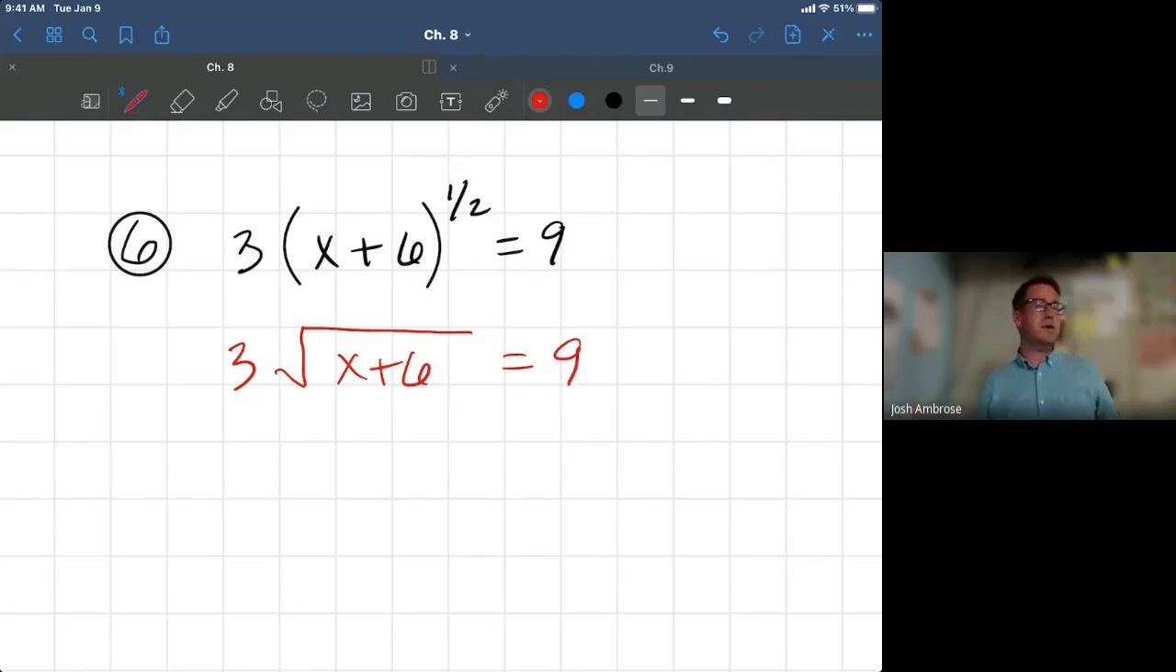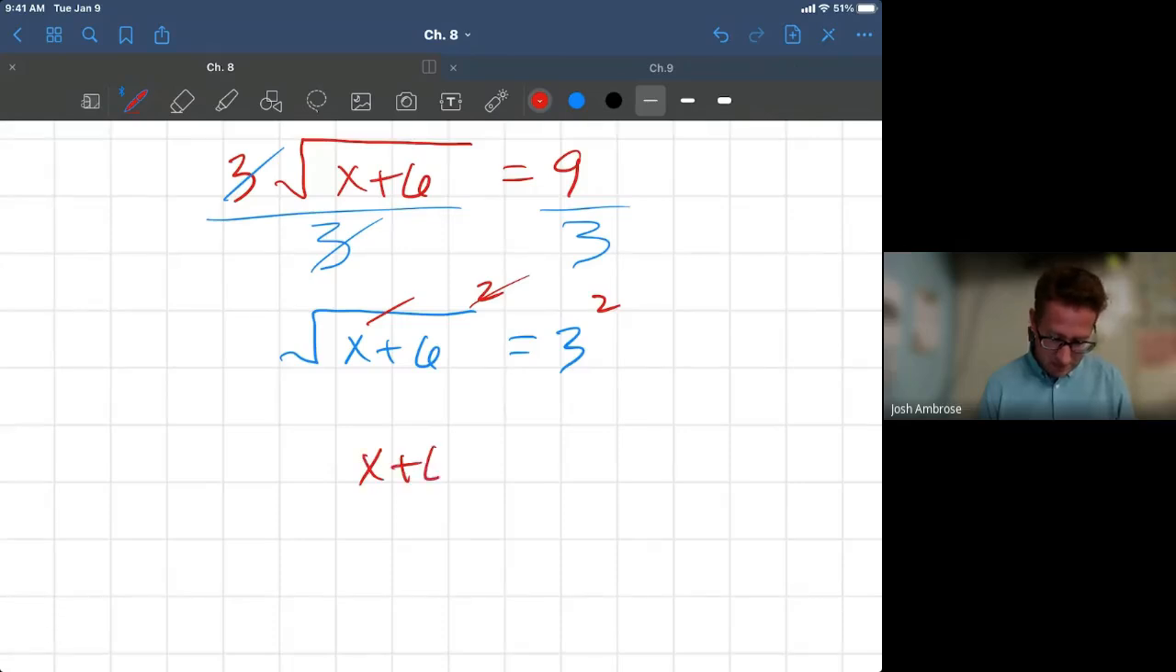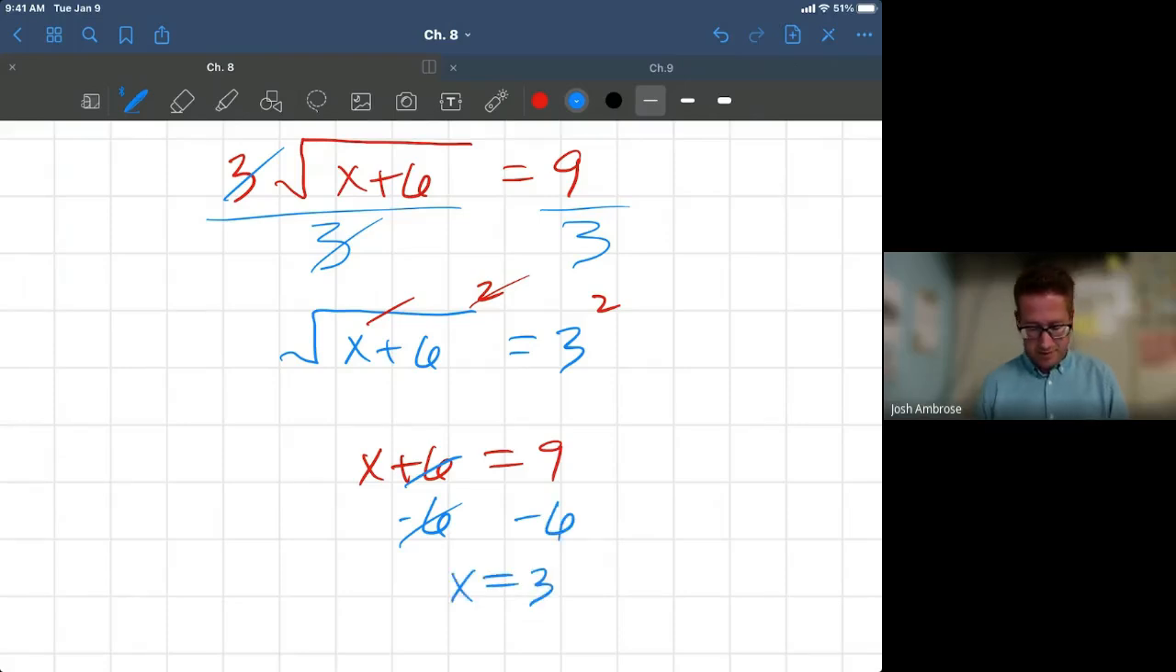Now we go through and do all the normal steps just as we've already done. We can divide both sides by 3 because we're trying to isolate the radical. These guys cross out. Square root x plus 6 equals 3. Now we need to get rid of the square root by taking the square of both sides. Cross out, cross out. X plus 6 drops straight down. 3 squared is 9. All right, last step, minus 6. They cross out, minus 6. X equals 3. There you go.